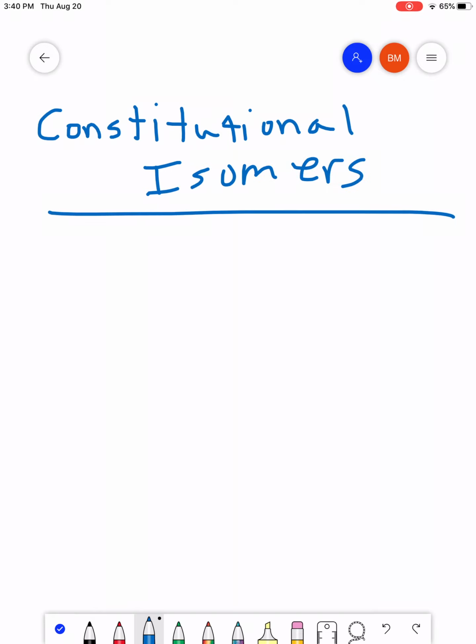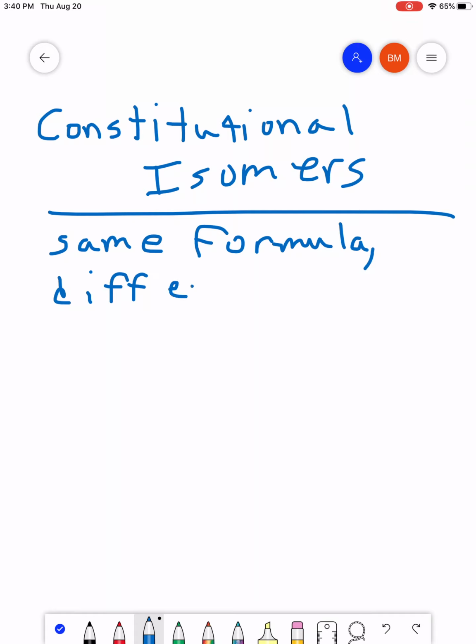Basically, constitutional isomers are possible whenever you have a molecular formula that might have more than one valid Lewis structure. Sometimes you can have a formula that's got more than one Lewis structure that's perfectly valid. Those are referred to as constitutional isomers of each other. They have the same molecular formula and a different placement of atoms and bonds.